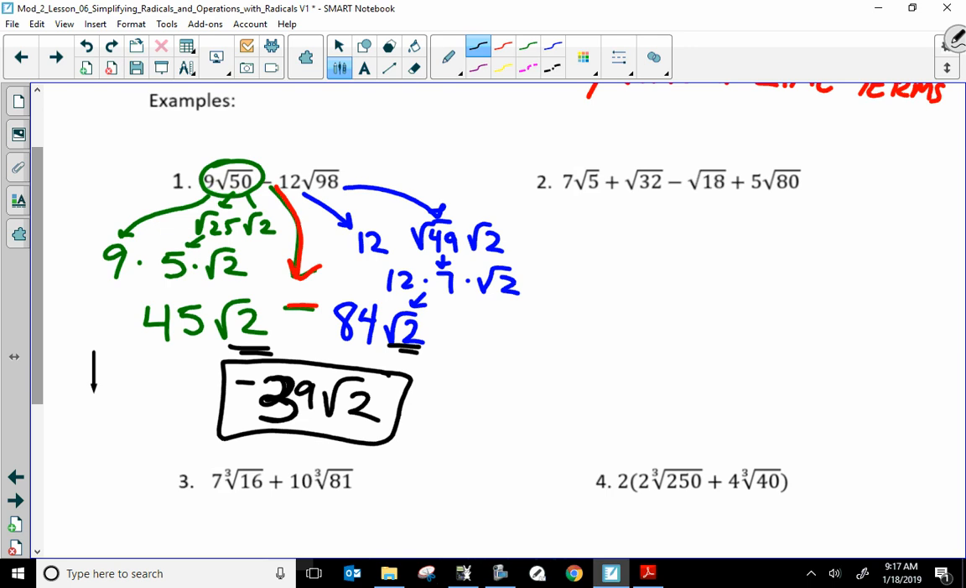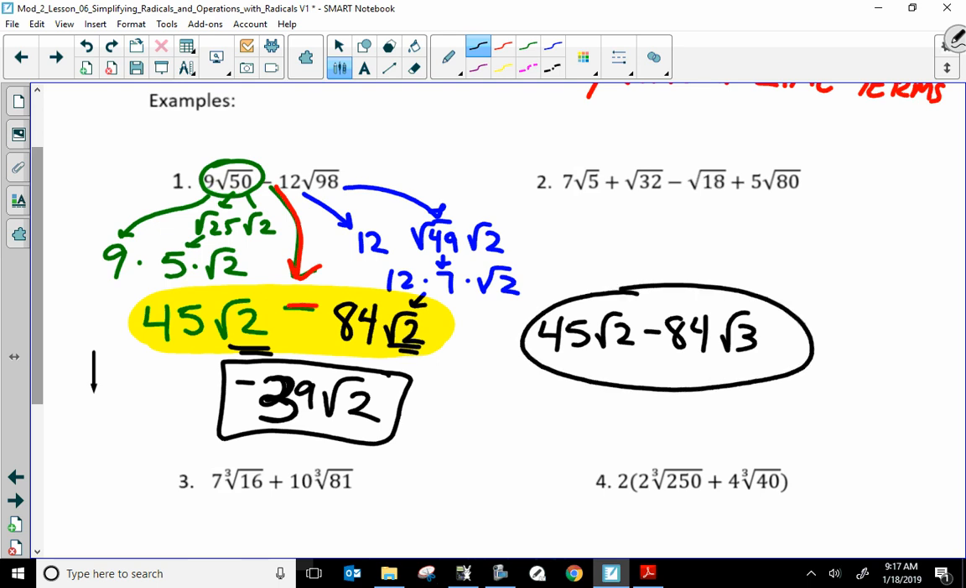I'm going to show you what I'm talking about where they have to be the same. If I happen to simplify everything above, and I ended up with 45 radical 2 minus 84 radical 3, I cannot combine those. I have to leave it just like that. This would be my answer, because they do not match.